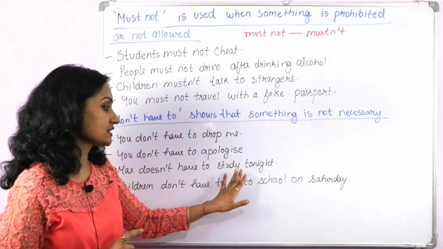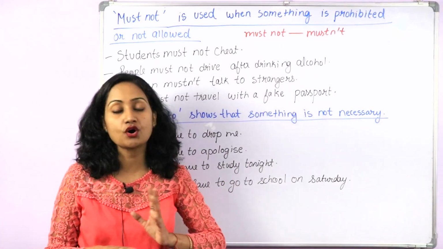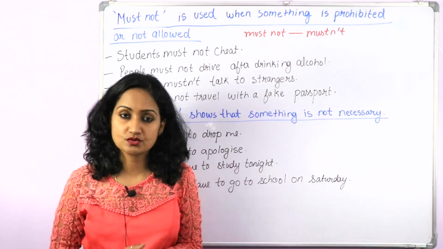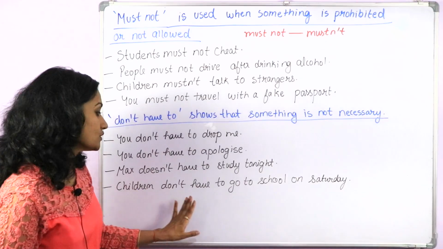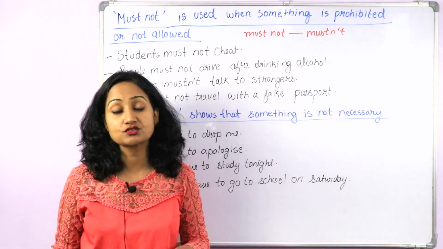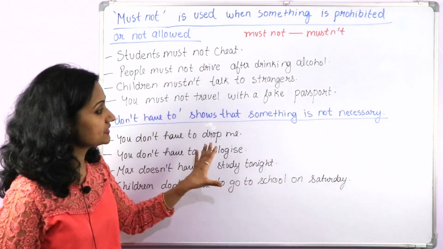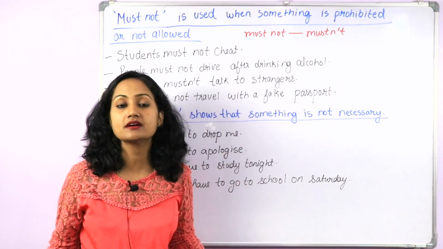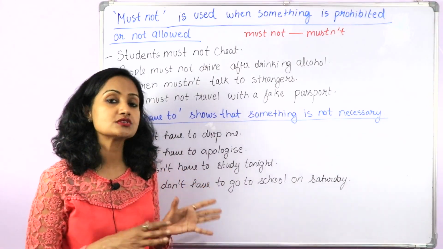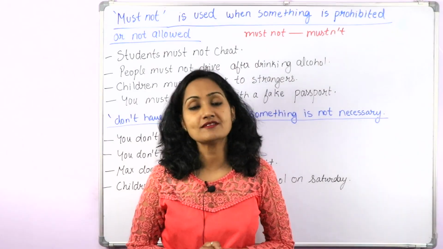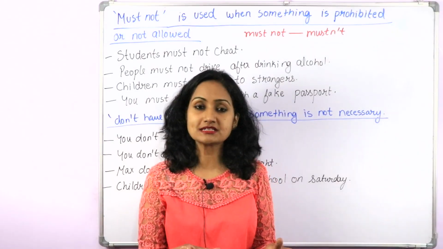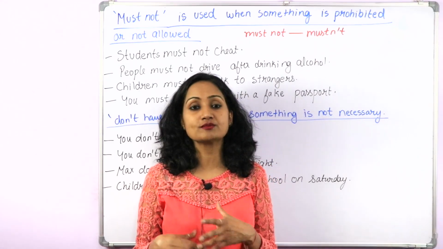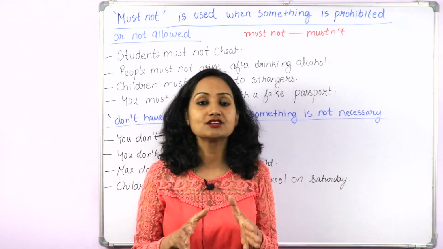Max doesn't have to study tonight because he has studied a lot. He has completed his course. Now he doesn't have to study tonight. Children don't have to go to school on Saturday. So this way, when something is not necessary, not needed, not required, we can use don't have to. Now I hope you all have understood the concept of must and have to, when and how to use them. Start practicing and try to make some new sentences and keep learning.